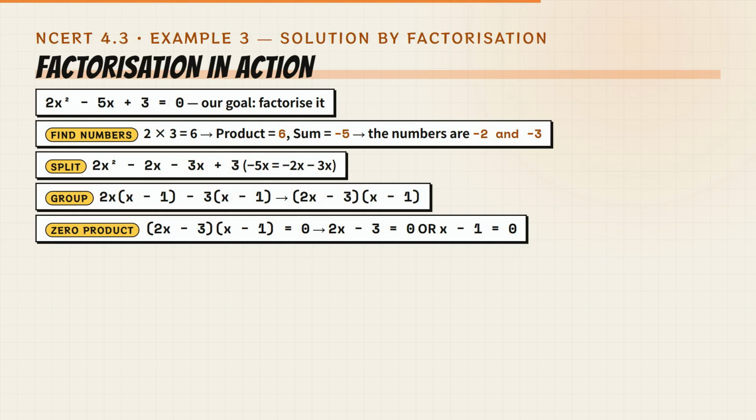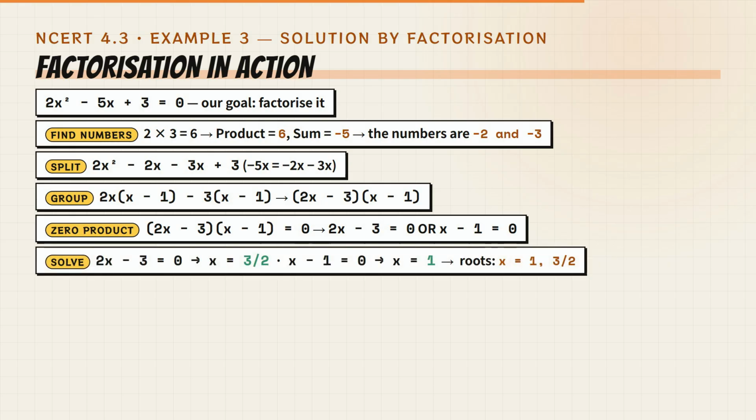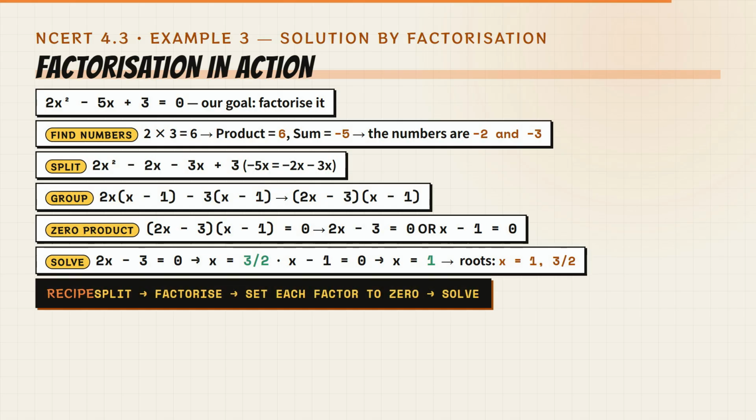Group the first 2 terms, 2x times (x minus 1), and the last 2, minus 3 times (x minus 1). Both have x minus 1. So (2x minus 3) times (x minus 1). Now our rule tells us either 2x minus 3 equals 0 or x minus 1 equals 0. Solve both. From the first, x equals 3 halves. From the second, x equals 1. So the roots are x equals 1 and 3 halves. So our factorization recipe is split, factorize, set each factor to 0, and solve.